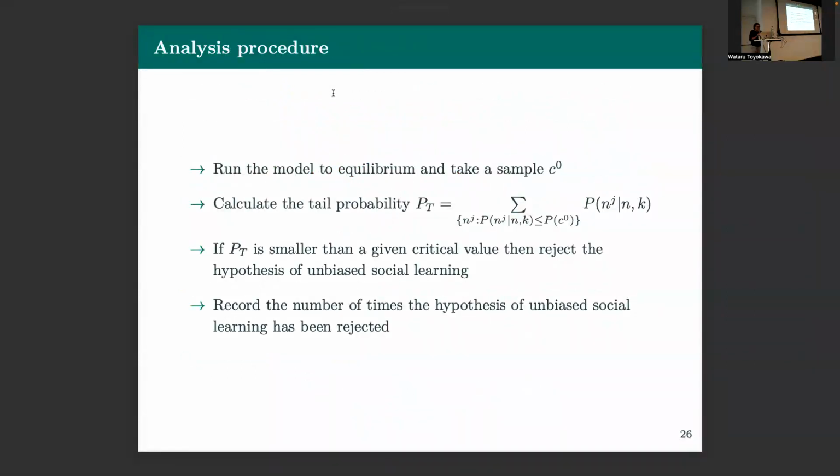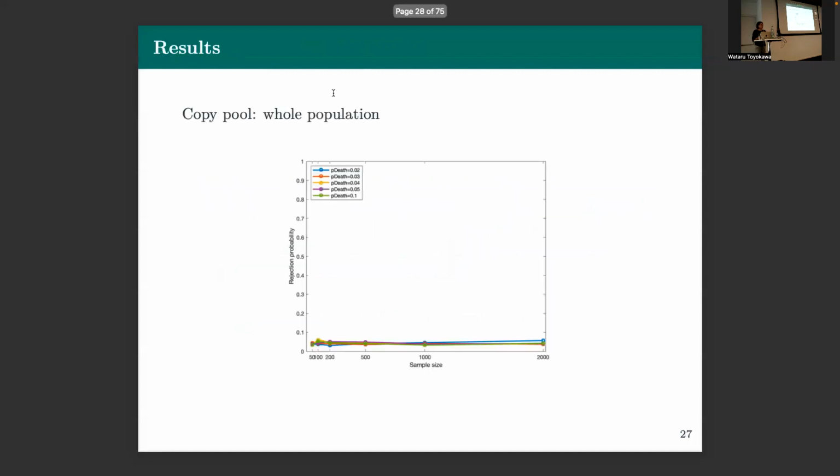And now I analyze the strategy: run the model to equilibrium, take a sample, calculate the tail probability. We either reject or we accept. And then we record the number of time steps in which the hypothesis of unbiased social learning has been rejected. Cool. So look at the results.